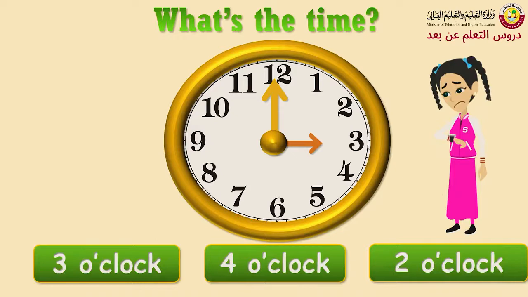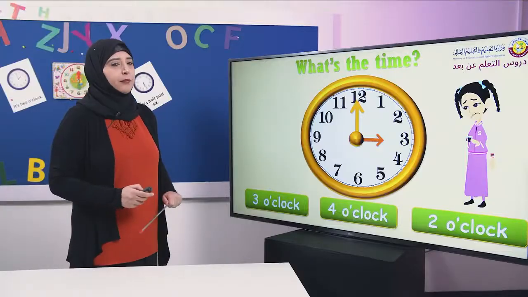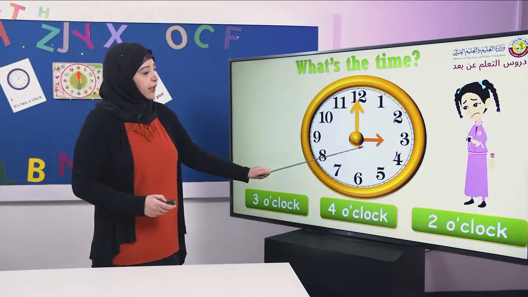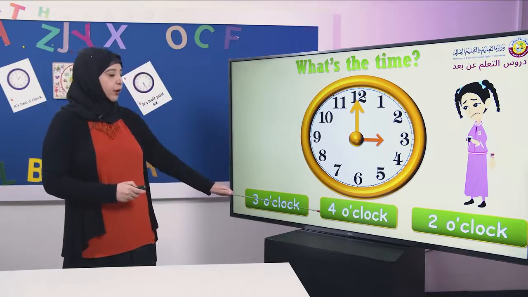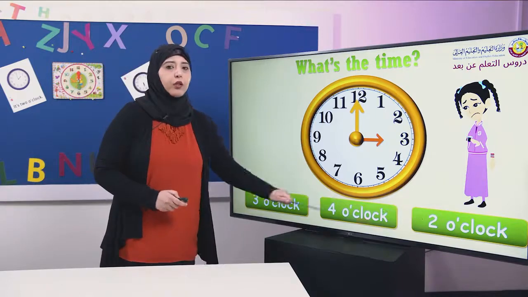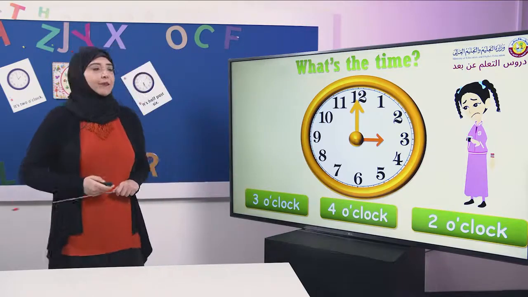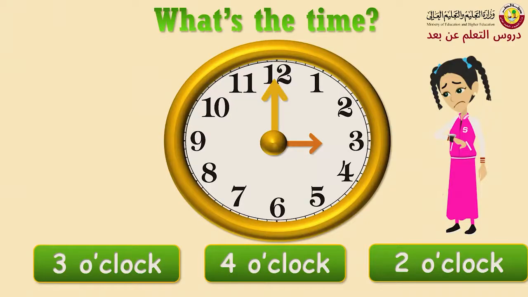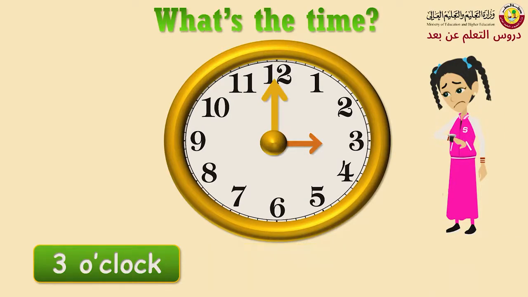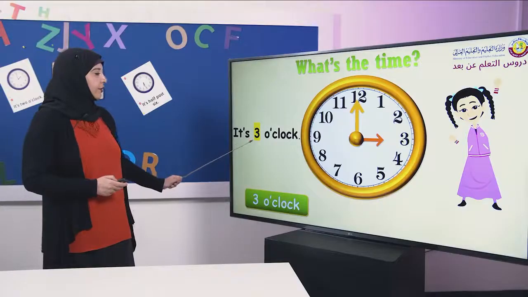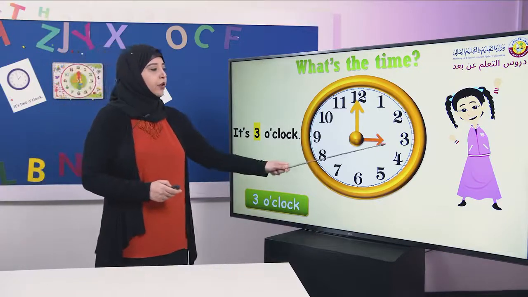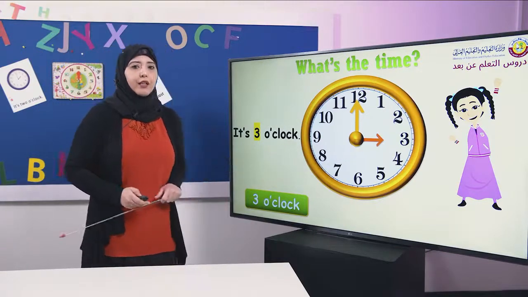Now let's help Sarah. What's the time? Look at the short hand. What's this number? We have here 3 o'clock, 4 o'clock, or 2 o'clock. Let's think. Great! It's 3 o'clock. Look at the short hand. 3 o'clock.